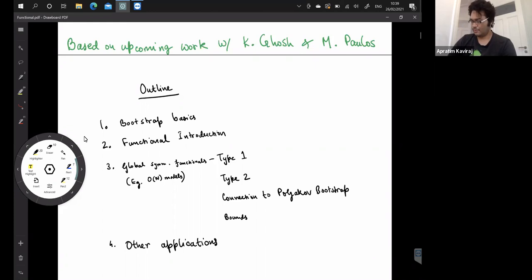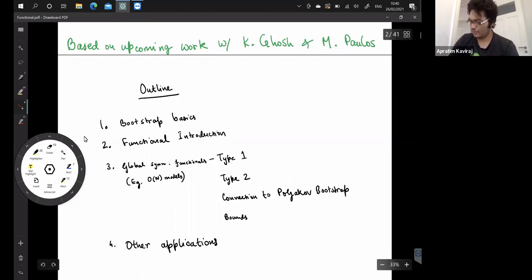After an introduction of these analytic functionals in 1D, I will move on to the global symmetry functionals, which will be the main topic of the talk, and I'll show you two types of these functionals that we have worked on, and also their connection to Polyakov Bootstrap and how to derive some bounds with these functionals.